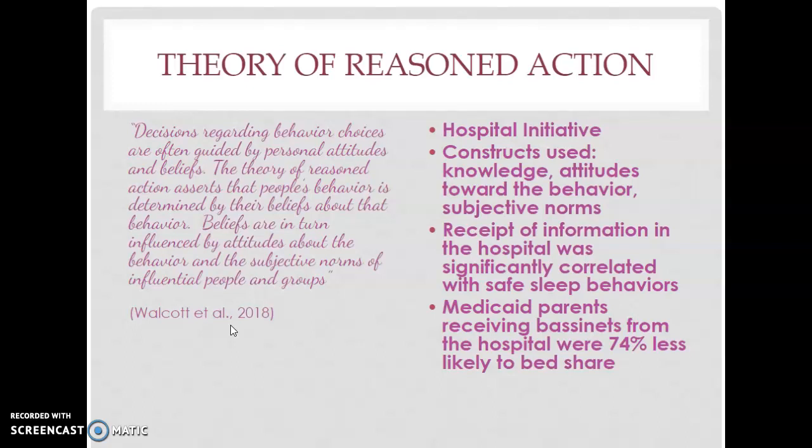safe sleep location. Logistic regression revealed that receipt of information in the hospital was significantly correlated with safe sleep behaviors, and infant sleep habits tended to influence safe sleep practices. Additionally, Medicaid parents receiving bassinets from the hospital were 74% less likely to bed share.